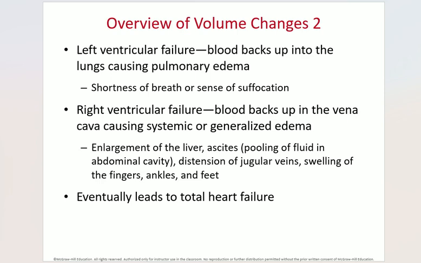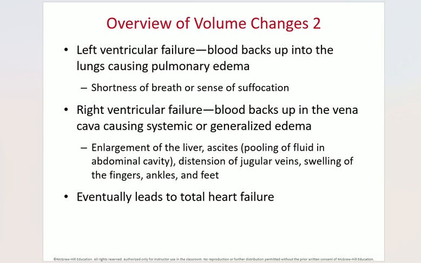So this is left ventricular failure, and this happens when the left side's not working right. Blood is backing up into the lungs, causing pulmonary edema. So blood flows into the lungs, nothing's coming out. Fluid starts collecting out of the capillaries, filling the lungs up, and that's what causes pulmonary edema. So lungs are filling up with water, drowning in their own fluids, right? You are experiencing shortness of breath or a sense of suffocation because you've got fluid building up in your lungs. If the left side fails, you're having lung issues, you're having breathing issues.